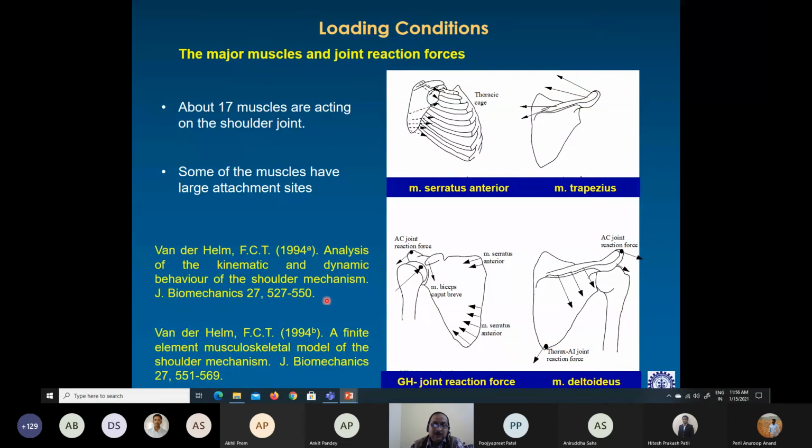It is pretty old now, but it was one of the 2 pioneering papers of my supervisor. Just note, it's a single authored paper, long back in the Journal of Biomechanics: Analysis of the kinematic and dynamic behavior of the shoulder mechanism. So back-to-back papers, you can see one ends at page number 550, the other starts at 551. Very famous, very pioneering study on the shoulder force analysis.